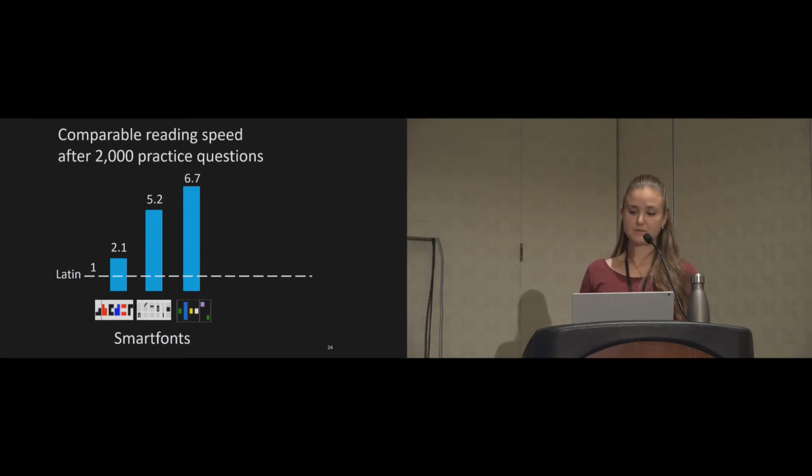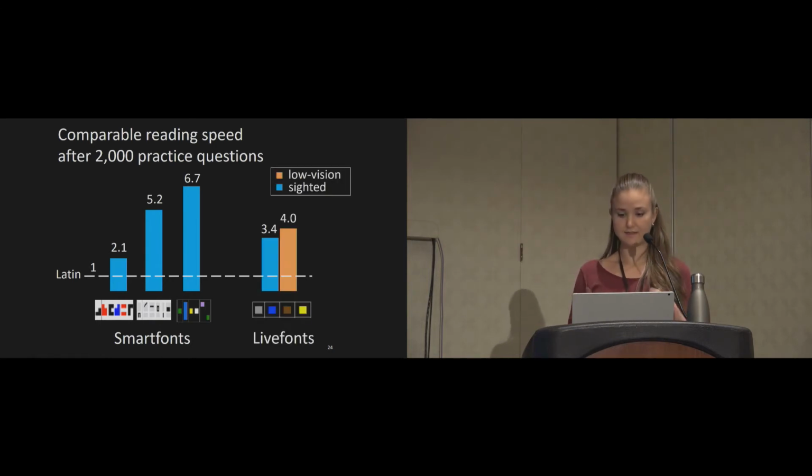So in prior work, we showed participants generally achieved speeds between 2 and 7 times slower than Latin with 2,000 practice questions. And they typically started at around 25 times slower than Latin, so they did make a significant improvement throughout the week. In this work, we found that participants achieved comparable reading rates with 2,000 practice questions. You can see for our sighted group, they were about 3.4 times as slow as with traditional letter forms, and with our low vision group, about 4 times as slow.